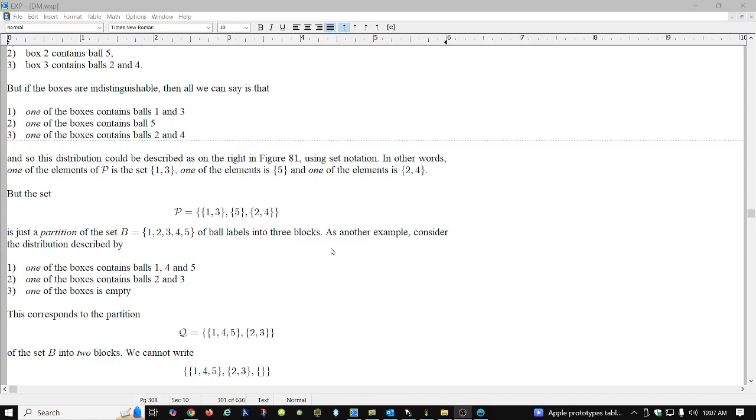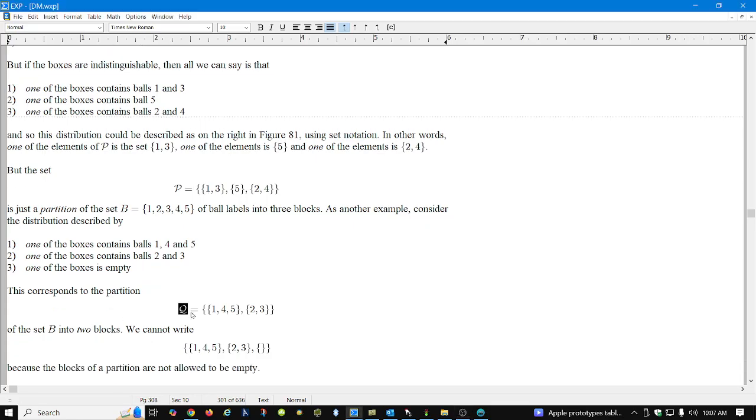So just to be clear on this, consider a different distribution. One of the boxes contains balls 1, 4, and 5. One of the boxes contains balls 2 and 3. One of the boxes is empty. That would correspond to this partition of the ball label set, 1 through 5, into 2 blocks. We can't write it including an empty block, because empty blocks are not allowed in partitions.